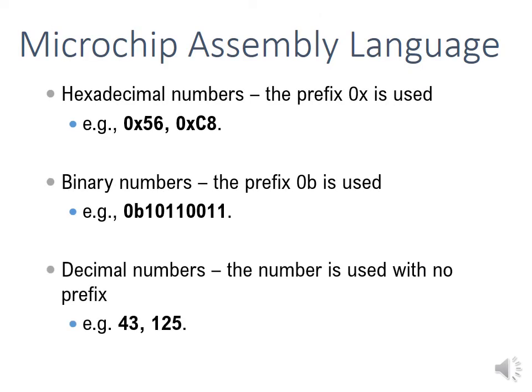In the Microchip assembly language, hexadecimal numbers are indicated by the 0x prefix. For example, 0x56, 0xC8. Binary numbers are indicated by the prefix 0b, for example 0b10110011. Decimal numbers have no prefix. So if a number is just written as is, the Microchip assembler will interpret it as a decimal number. For example, if you just write 43 or 125, these numbers are going to be interpreted as decimal numbers.